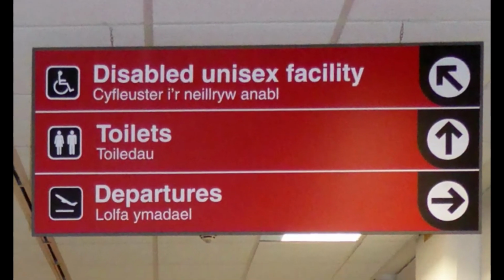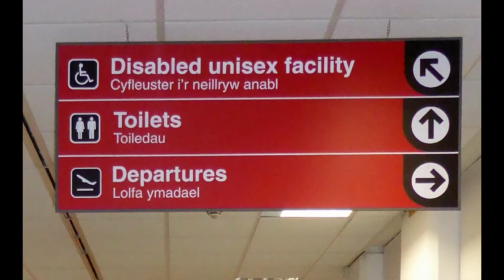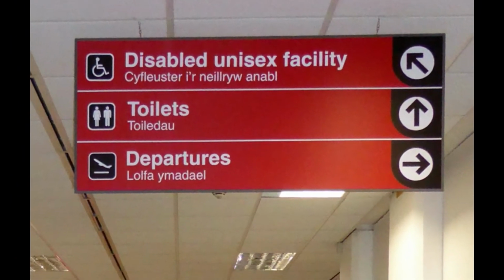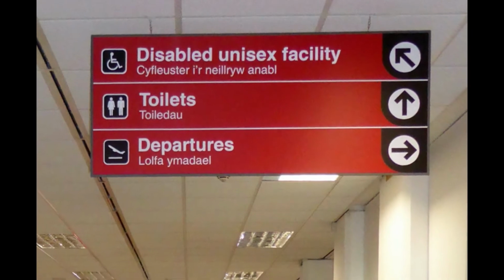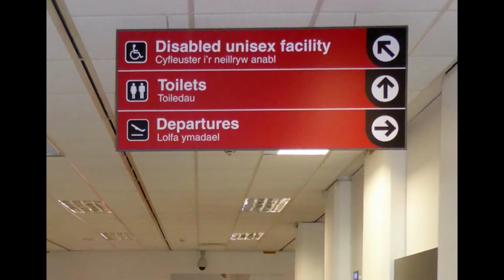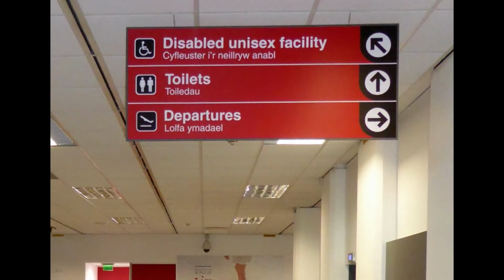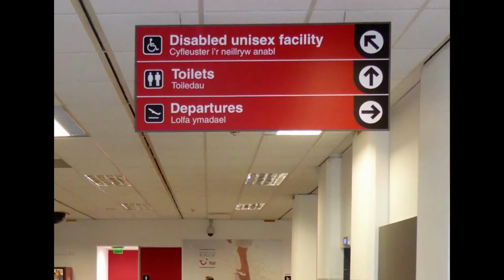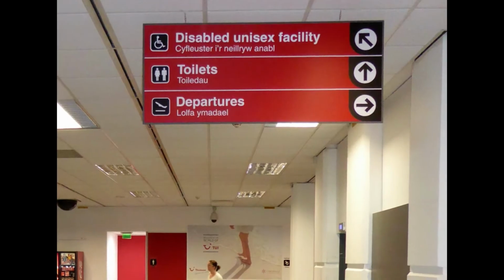In this example that you're seeing on screen now, the owl should actually be on the left side of the sign for the disabled unisex facility, because the owl at the moment is quite confusing. It's on the right side but it's pointing to something on the left. This is just bad design. So the owl in this case should be on the left.